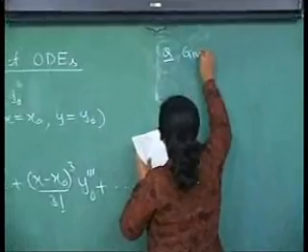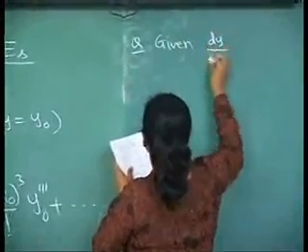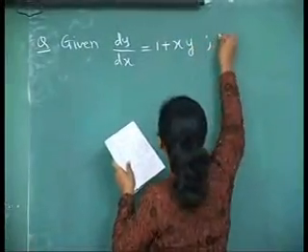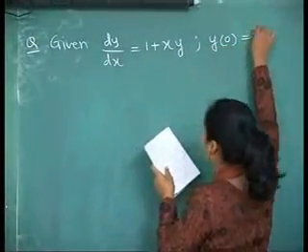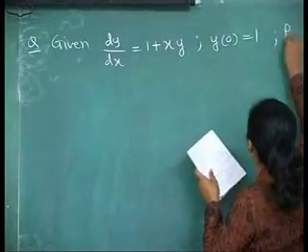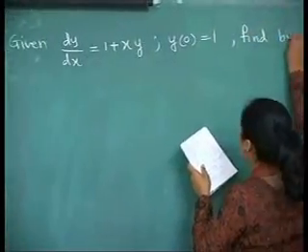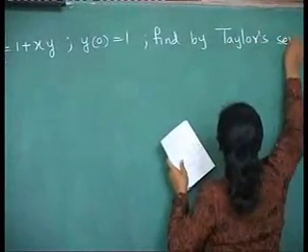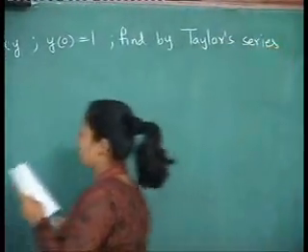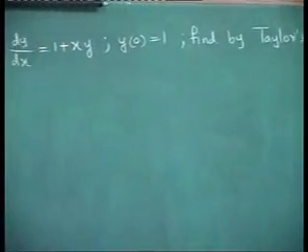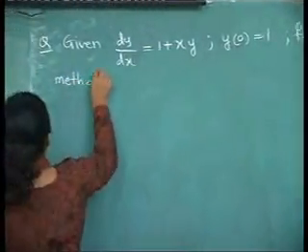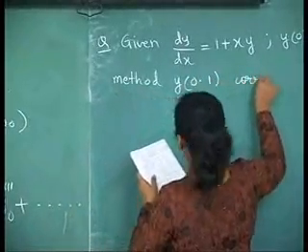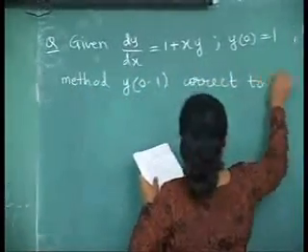So given dy by dx equal to 1 plus xy and y at 0 equal to 1, this is the initial condition. Find, by the Taylor series method, the value of y at 0.1 correct to 4 decimal places.